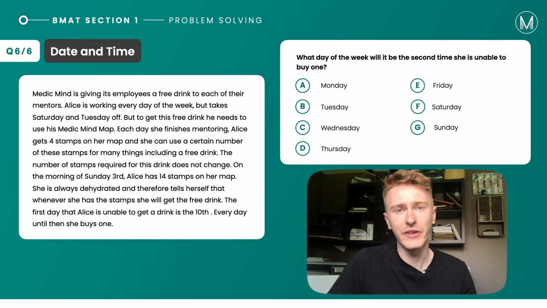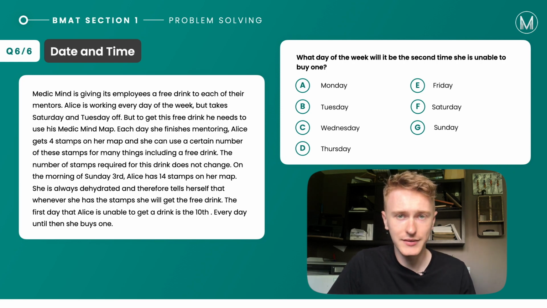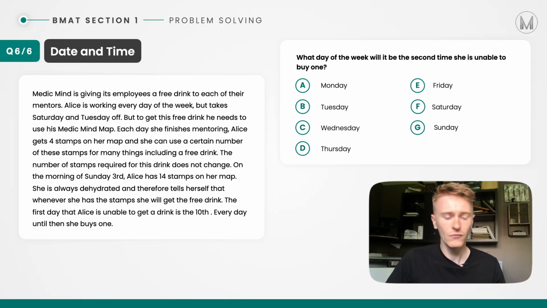Moving on to our final question of today then. This is question 6 out of 6. Pause the video now and have a go. Alright, let's go through it together. So, we're in a system where Alice is on Sunday and she has 14 tickets, or 14 stamps in this case. And we know that's Sunday the 3rd. Those are key bits of information.